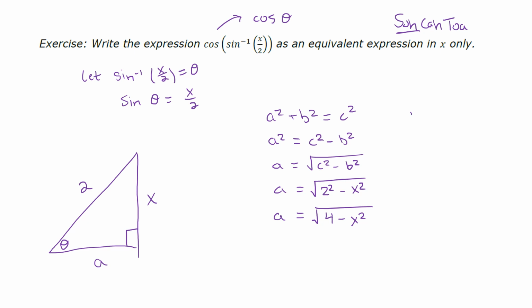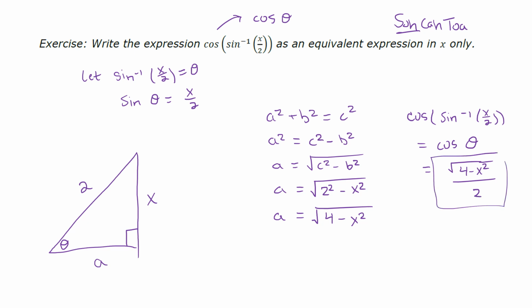So the cosine of the inverse sine of x over 2 equals the cosine of theta, and the cosine of theta equals adjacent, which is a, which is the square root of 4 minus x squared, over the hypotenuse, which is 2. And that is the answer to our expression. And that concludes section 4.6.